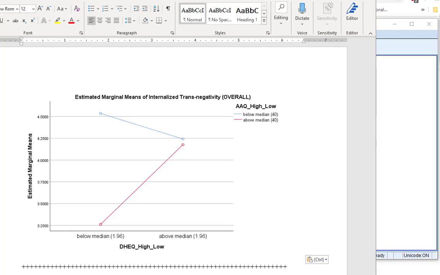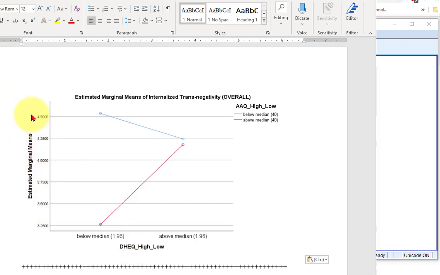Here is my dilemma. I will be brief. So this is the result of the two-way factorial. Your first IV was AAQ with two levels, below median and above median. The second IV was DHEQ. Same thing, below median, above median. So we got a 2x2 ANOVA.